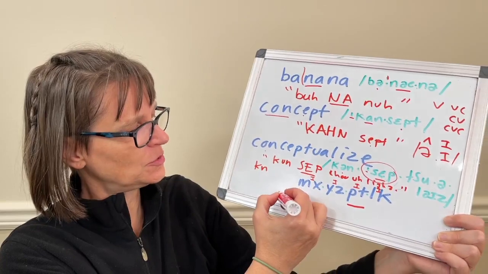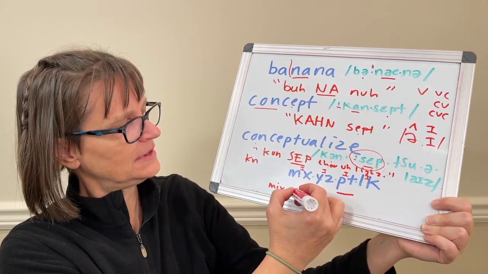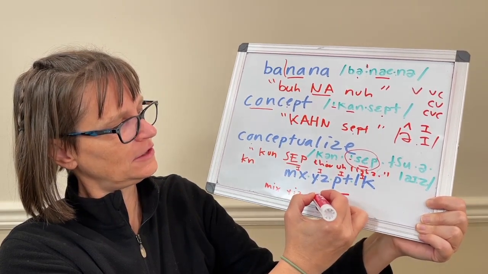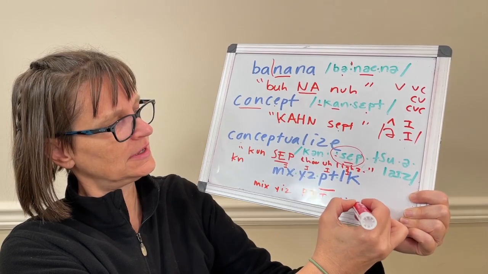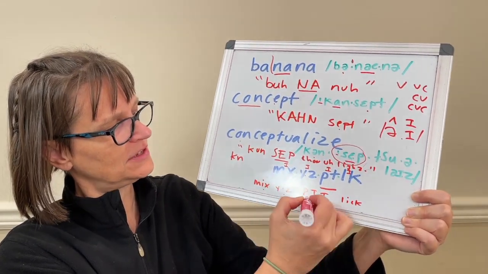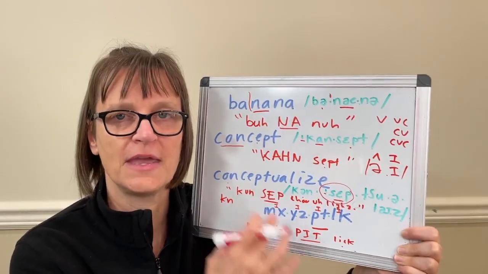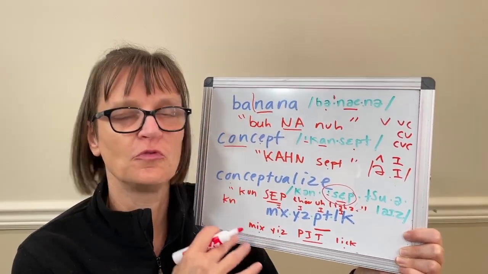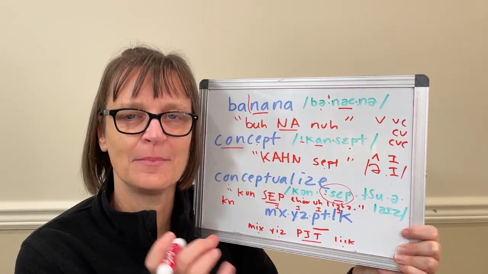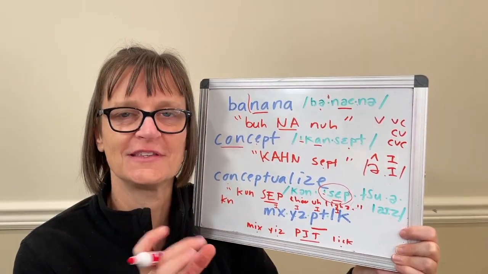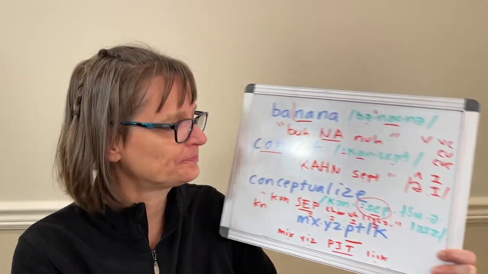So it's going to be a short mix, yiz, and then a longer pit, and then a short lick. Mix, yiz, pit, lick. So kind of a funny made-up word, but still the same rules apply, where we're going to have that longest syllable has the clear I, pit, with a longer I sound. These others are going to have that short, reduced vowel.